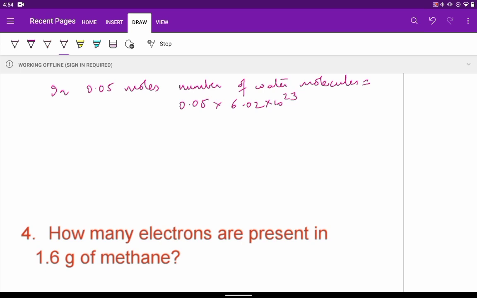When we multiply, these two numbers will get multiplied. We will get around 3.010 into 10 to the power 22, because it is 0.05 into 6, so it will become 0.3010. When we write it as 3.010, it becomes into 10 to the power 22.